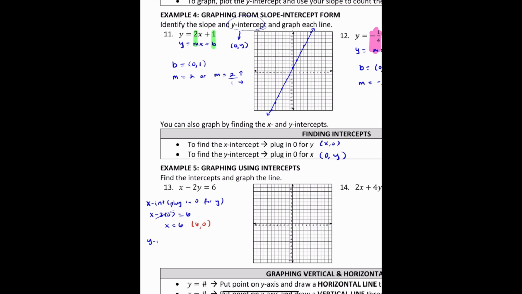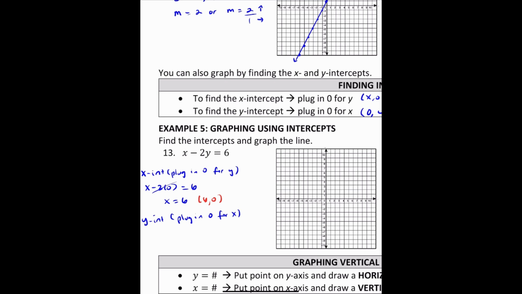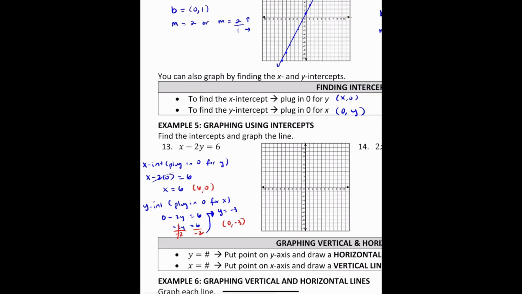Now we can go ahead and find the y-intercept, which just means plug in 0 for x. So I have 0 minus 2y equals 6. So I'm left with negative 2y equals 6. And then this is where I'm going to divide both sides by negative 2. So I have y equals negative 3. So therefore, we have 0 comma negative 3.